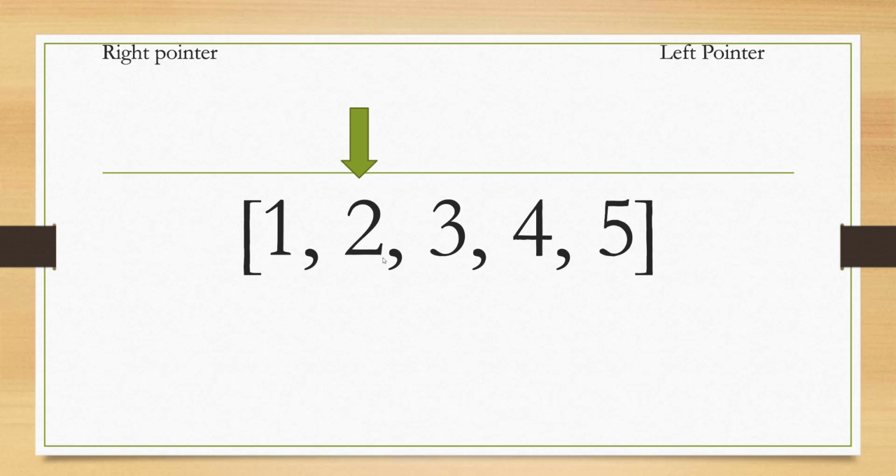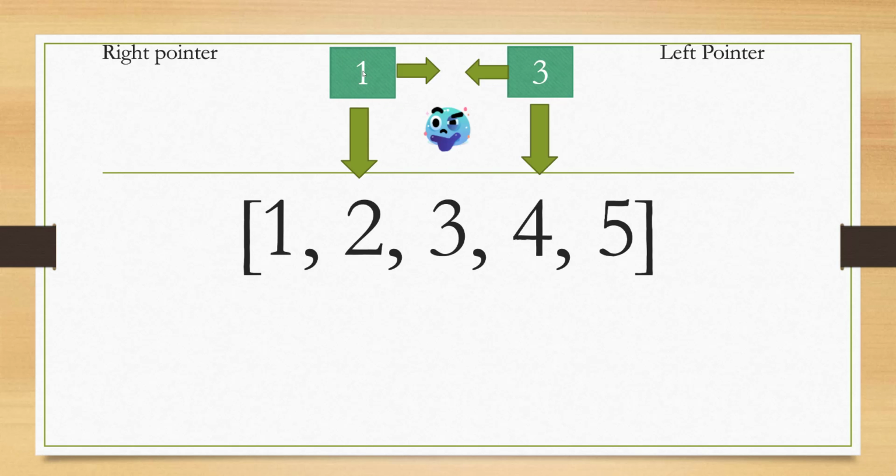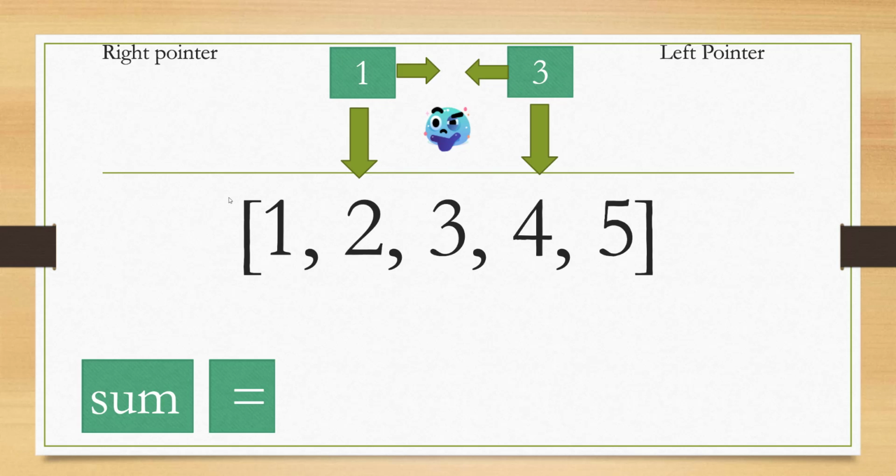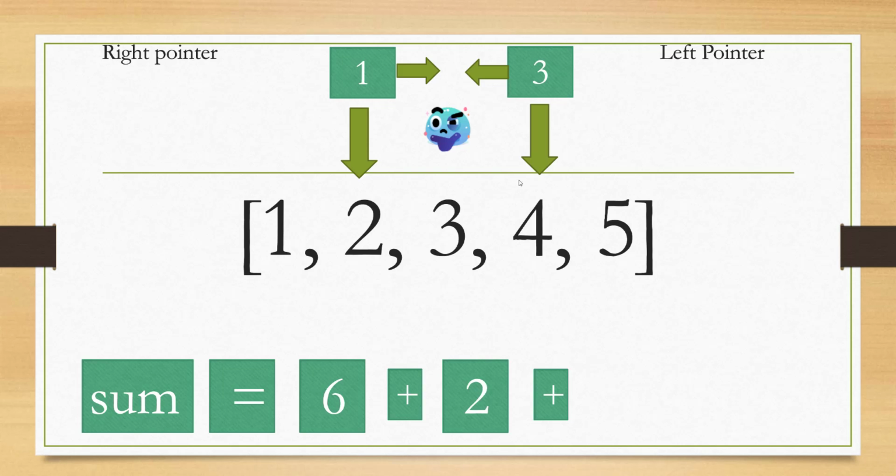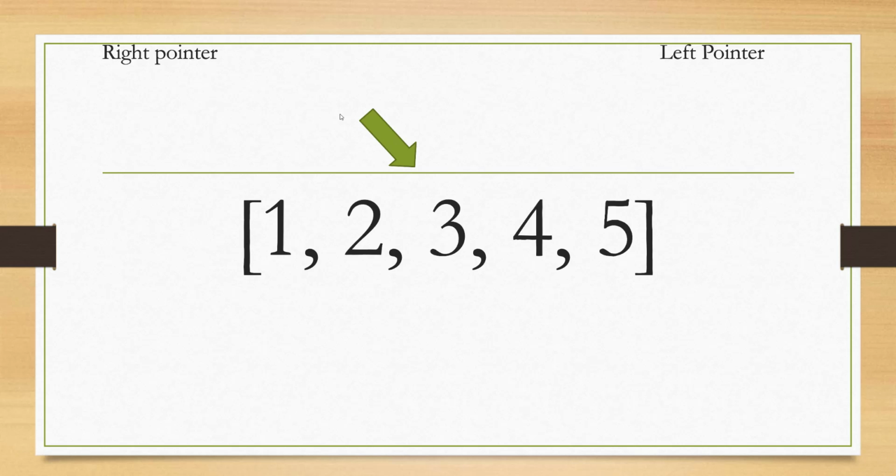Now we move to 2, and now we are at the index 1, and then the left pointer is going to be at index 3, because we're going to decrement the left since we're trying to converge to the center. And then we're going to check to see if the right pointer is less than the left pointer. It is. So we're going to have our sum variable with the previous value of 6 plus the value at index 1, which is 2, plus the value at index 3, which is 4, and that's going to give us 12.